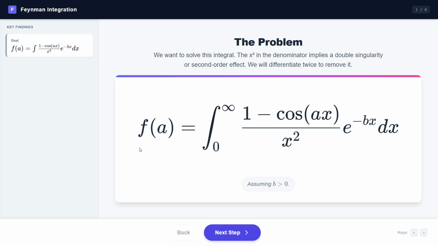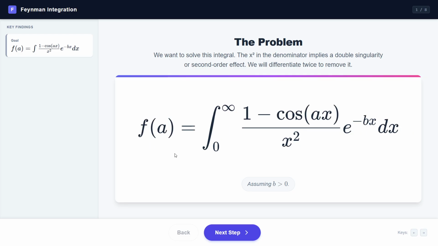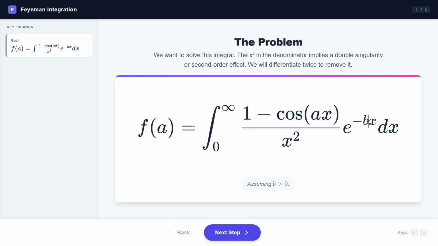So today we are going to be using the same process we've been using to develop a closed form expression for this integral in terms of a and b. All right, so the first thing to do is we're just going to call this a function of a, and our b is going to be an arbitrary constant, and we will assume that b is greater than 0.